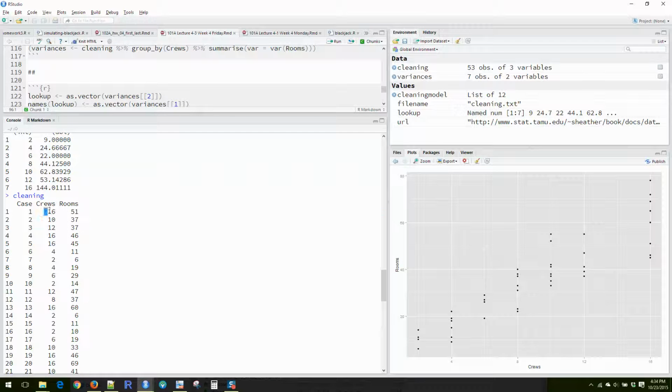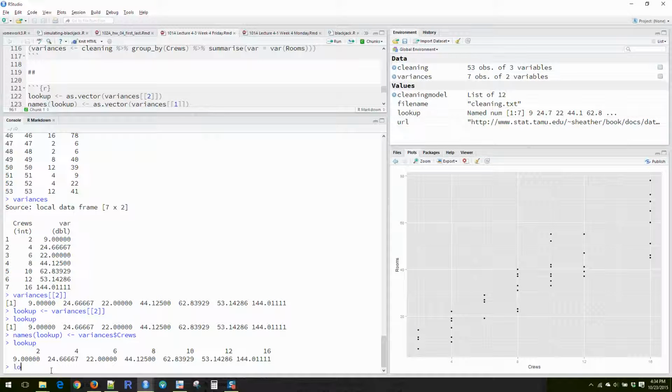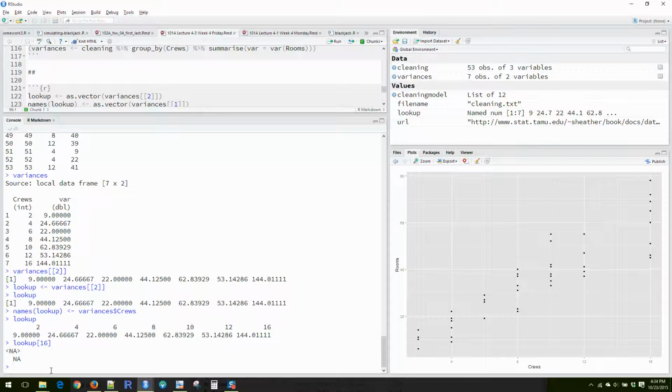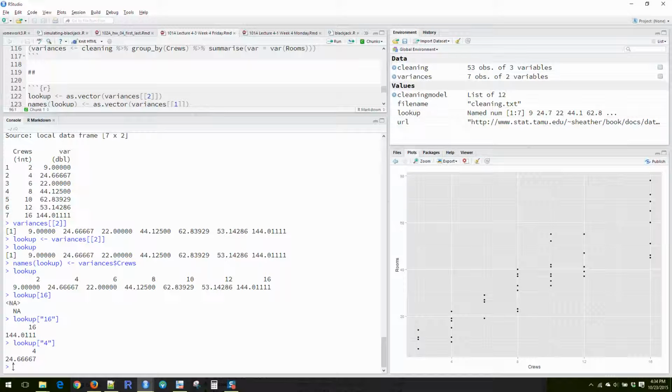All right, so what I'm going to do now: if I do lookup 16, it's going to say you don't have 16 numbers in here. But because these are names, I can do lookup with quote 16, and it'll say here's 144, or lookup 4, and it gives you that. So this is what we're going to do.